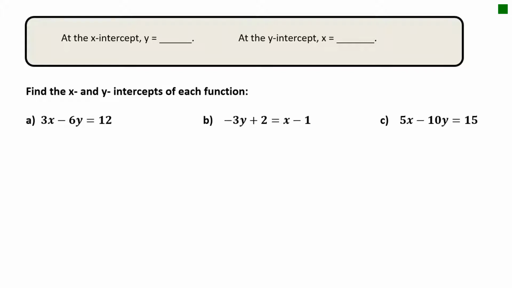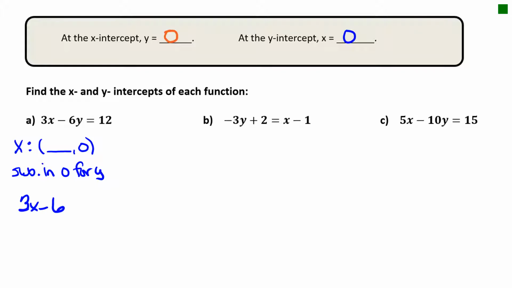So again, at the x-intercept, y is 0. At the y-intercept, x is 0. So if I'm going to find the x and y intercepts, for the x-intercept, it's going to be a point something, 0. So I'm going to substitute in 0 for y. So I have 3x minus 6. Whoop! There's y. Put a 0 equals 12.